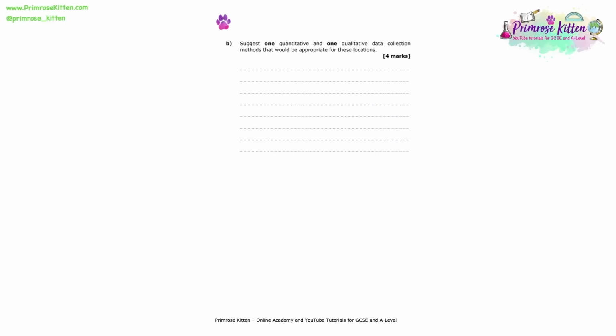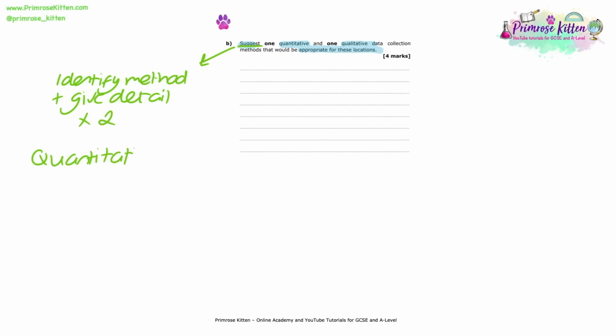Part B. Suggest one quantitative and one qualitative data collection method that would be appropriate for these locations. This question requires you to first of all identify a method and give supporting detail. It is important that you include both a quantitative and a qualitative method.